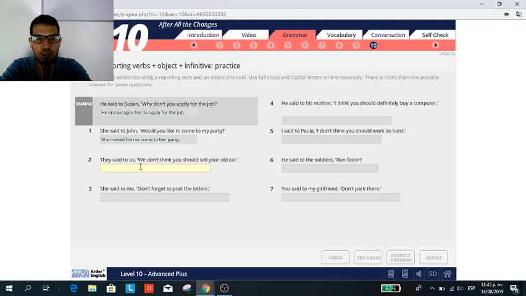Now we're doing reporting verbs plus object plus infinitive. They said to us, we don't think you should sell your old car. So they start with the same subject.